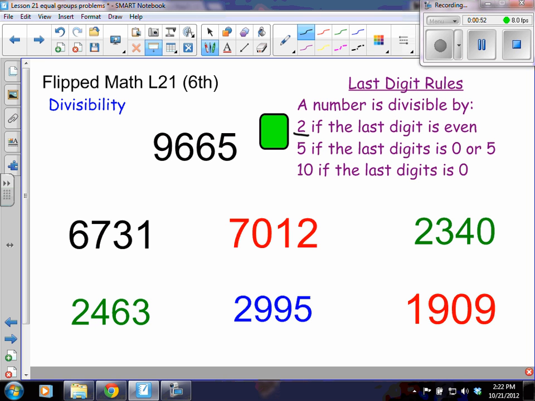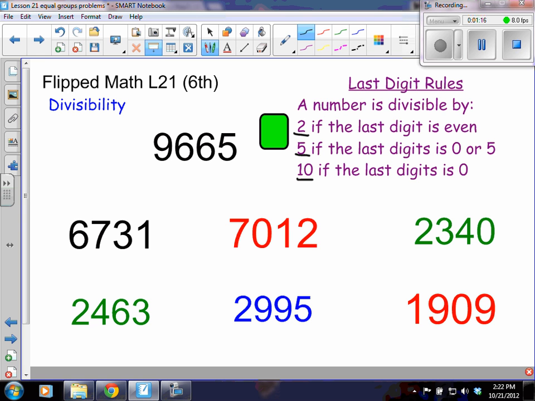Another rule that we can look for is if a number ends in 0 or 5, that means it's going to be divisible by 5. And if the last digit is 0, we for sure know that it's going to be divisible by 10. And so we can think about these 3 rules as we look at our numbers today.